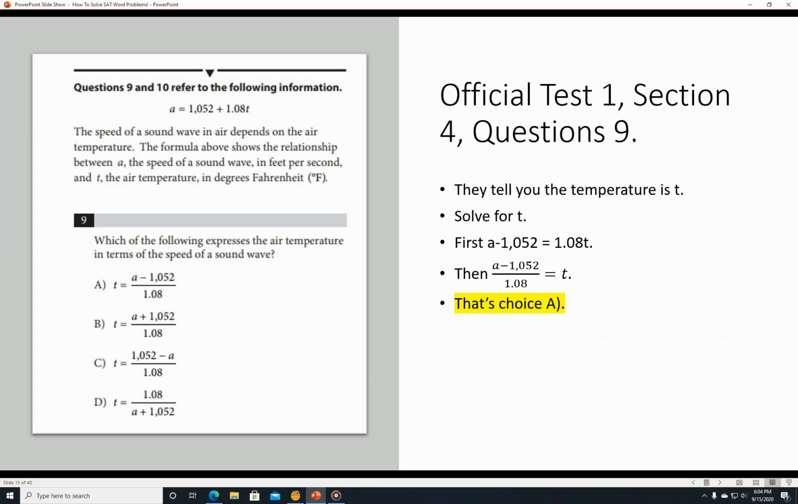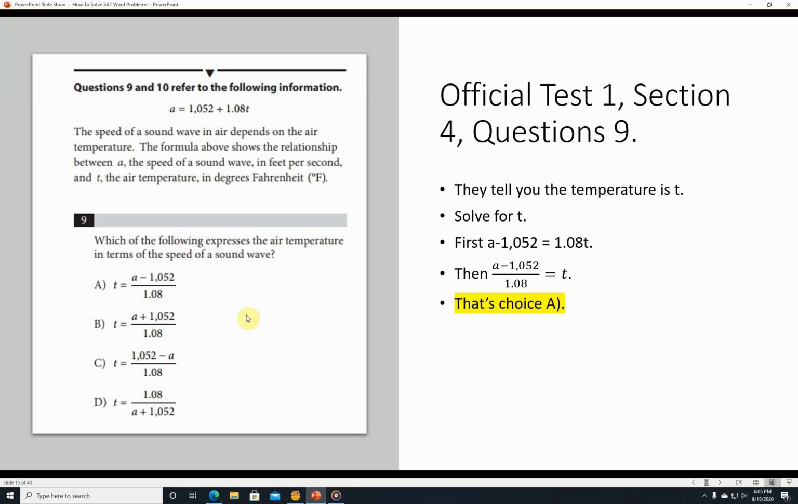Official Test 1, Section 4, questions 9 and 10. All right. So questions 9 and 10 refer to the following information. A is equal to 1052 plus 1.08t. The speed of a sound wave in air depends on the air temperature. The formula above shows the relationship between A, the speed of a sound wave in feet per second, and t, the air temperature in degrees Fahrenheit. So, which of the following expresses the air temperature in terms of the speed of a sound wave?